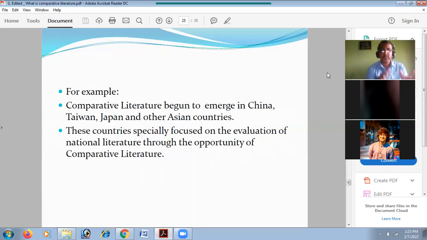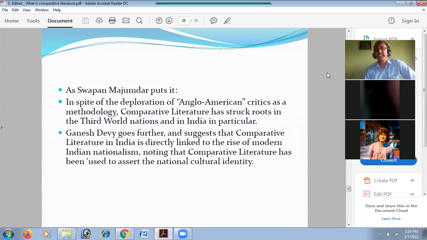That opportunity was very frankly and confidently accepted by countries like China, Taiwan, Japan, and other Asian countries. So in Western countries, comparative literature was getting less importance, but in other parts of the world it was getting firm ground. Here Satapan Majumdar puts it that, in spite of the deploration of Anglo-American critics of the methodology, comparative literature has struck roots in the third world nations and in India in particular. So comparative literature especially found firm ground in India and other countries.